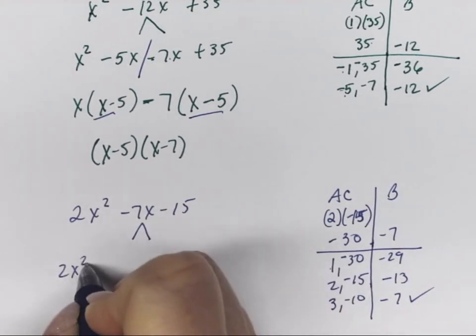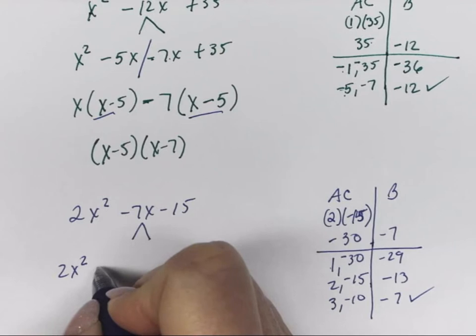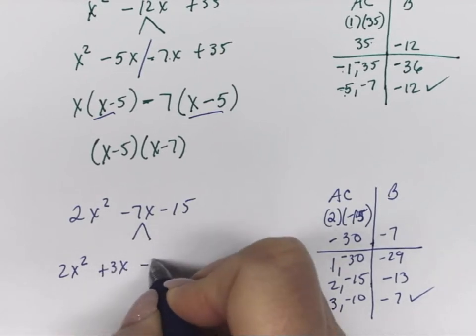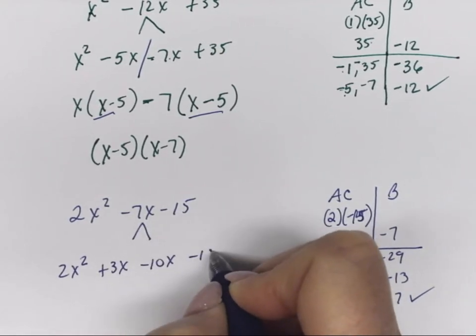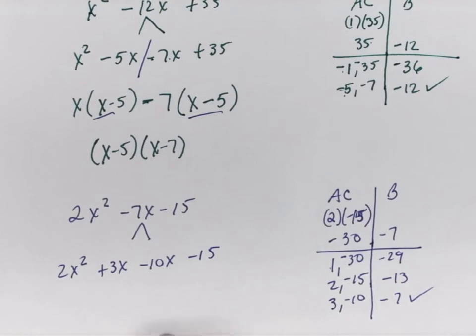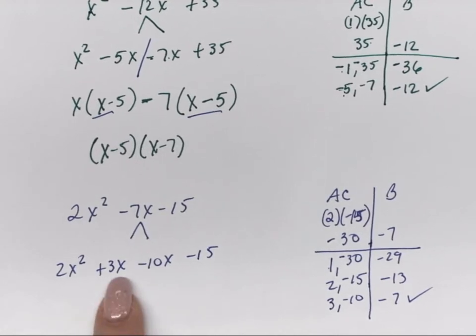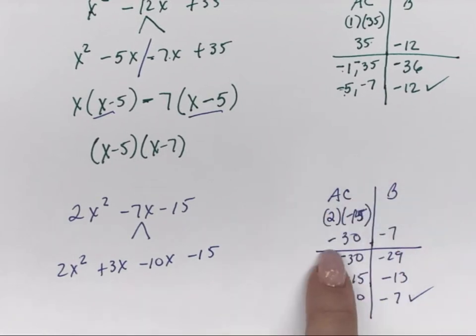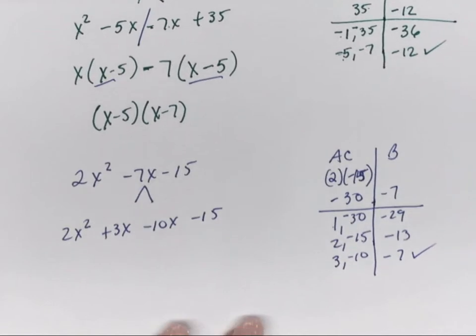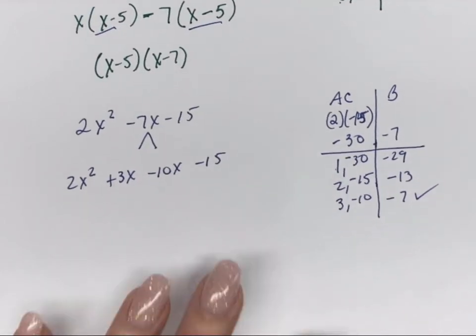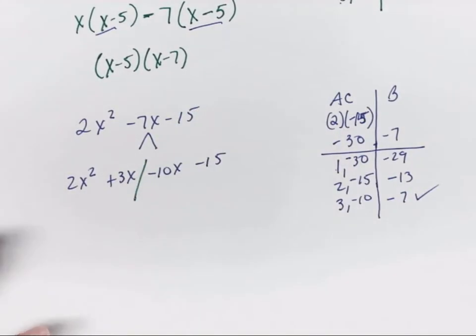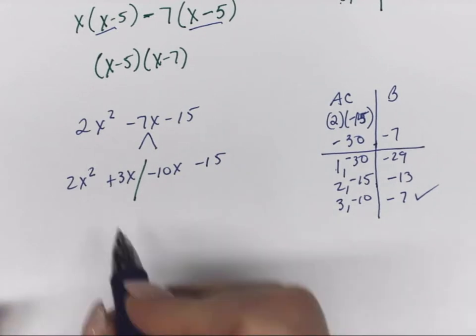So 2x squared plus 3x minus 10x minus 15. Now it doesn't matter. I could put the negative 10x and then the 3x. I just usually go straight off. And I always put the bigger number on this side so I can match my signs. All right, we're up to 4 terms, so we're going to factor by grouping.